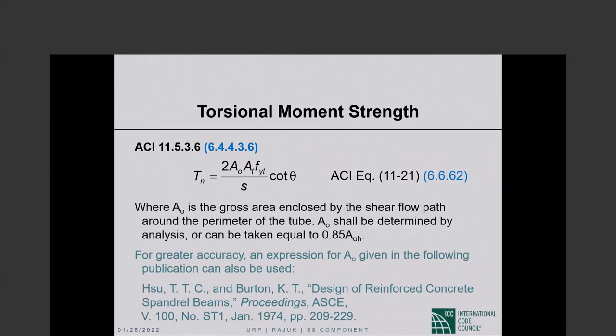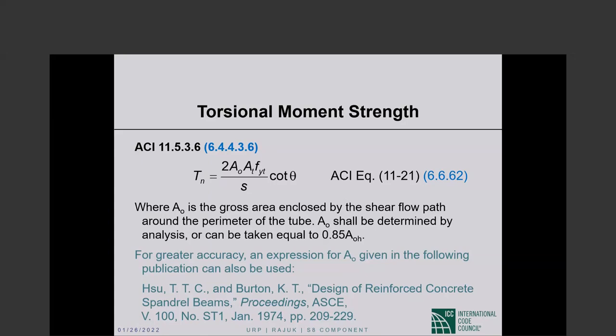Now, the torsional strength T sub n, remember we have to have phi times T sub n larger than or equal to T sub u. What is T sub n? Given by this expression. And I will show you a bit of a derivation in a couple of slides. So T sub n is twice A sub 0. A sub 0, remember, is the gross area enclosed by the shear flow path around the perimeter.